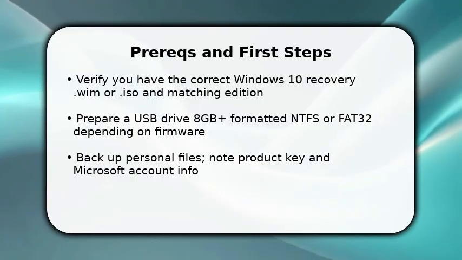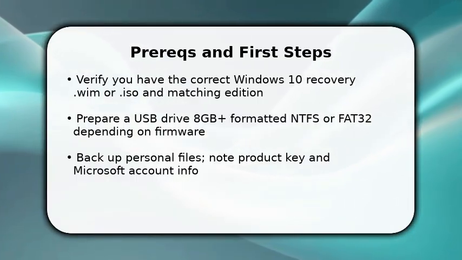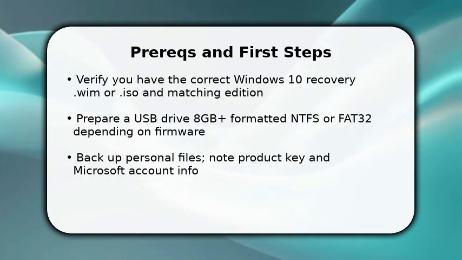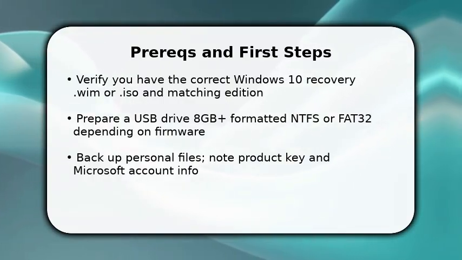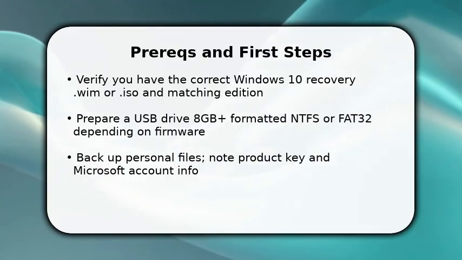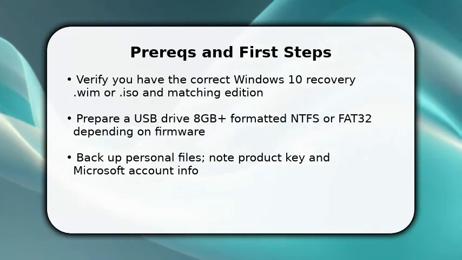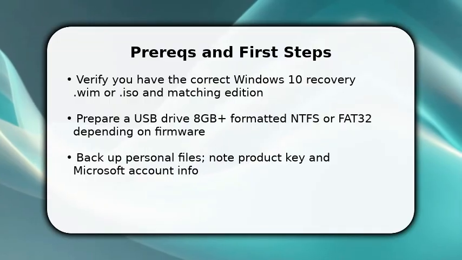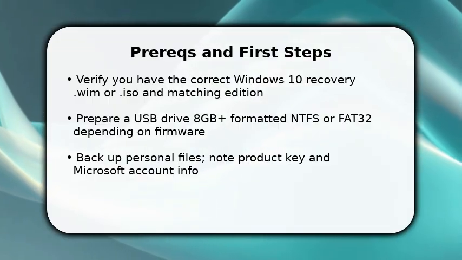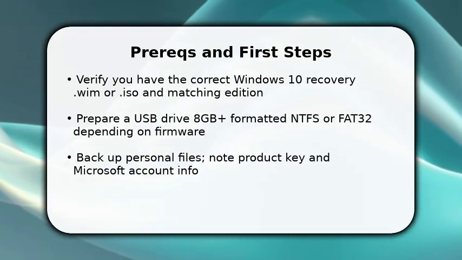You start by confirming the recovery image matches your installed Windows 10 edition and build. This avoids activation and driver conflicts later. Once confirmed, plug in an 8 GB or larger USB and format it to NTFS or FAT32 depending on UEFI/BIOS requirements, because the installer must boot. Make sure you export drivers if needed and backup documents and desktop.